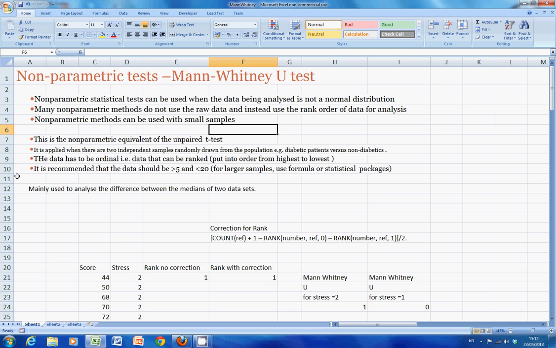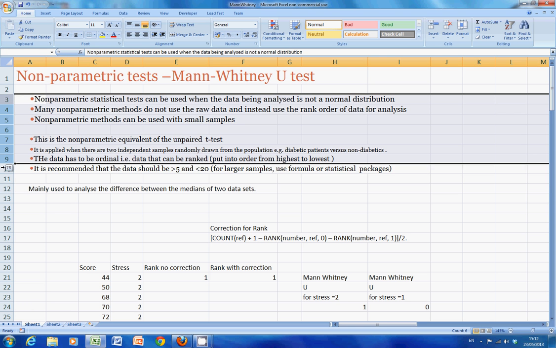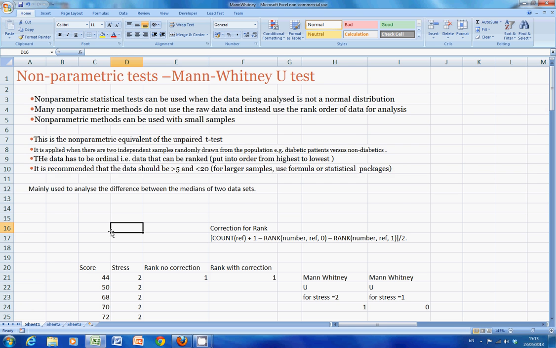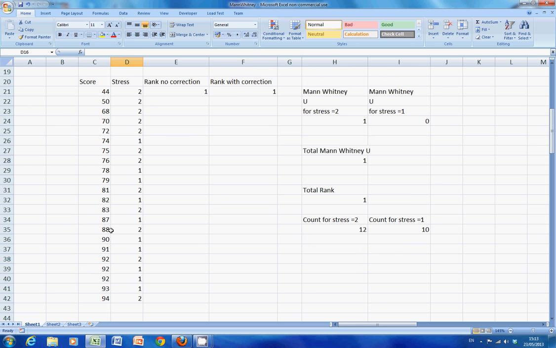Now, we can't use the t-test sometimes because the data is not continuous and the underlying data is not normally distributed, so you have to use a non-parametric test because you don't know what the mean is and you don't know what the standard deviation is. That's just a slight introduction there. Rows 3 to 12, I think we've done that, and we have a little sample.